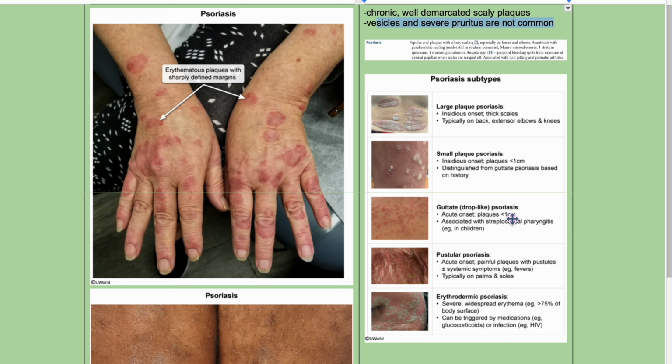Acute onset plaques are also less than 1 centimeter, associated with streptococcal pharyngitis. So the leopard one is the one with the, I don't know, leopards don't roar, but they meow, I guess. And since they meow from the throat, they get pharyngitis. Try to connect it that way. For example, in children. Okay.